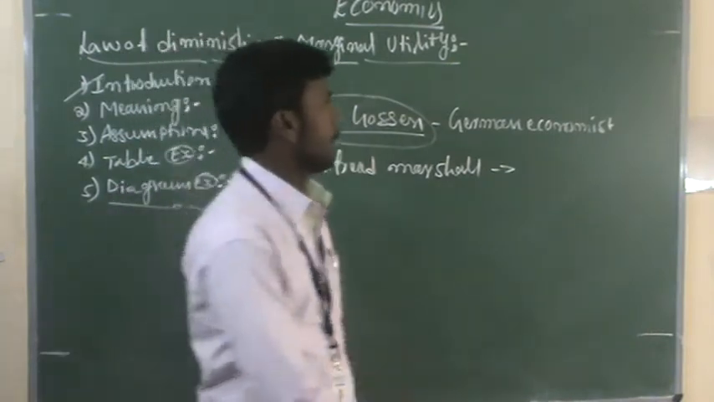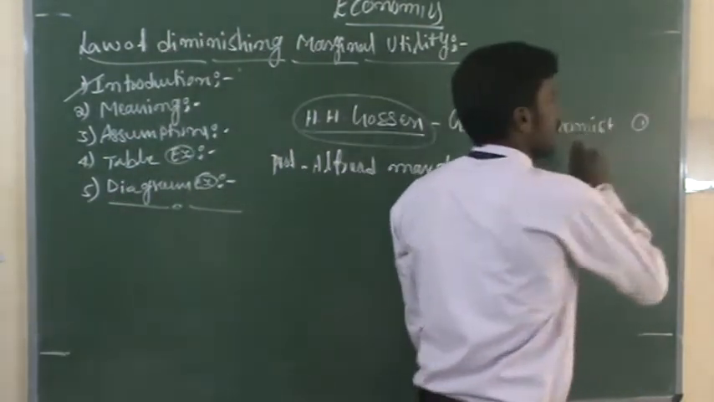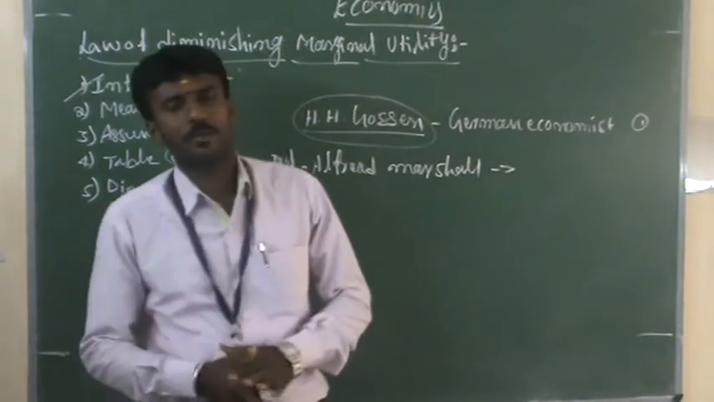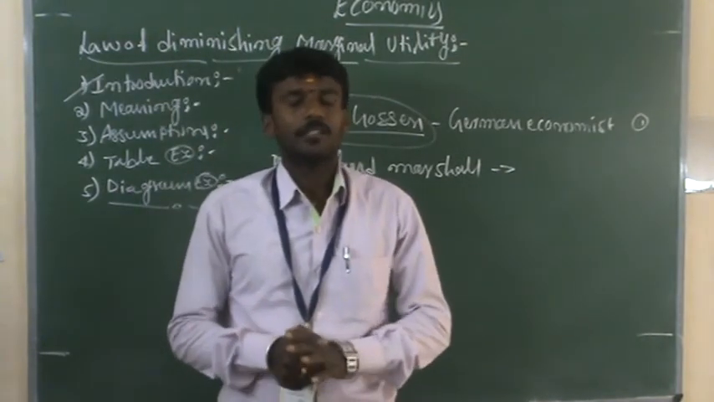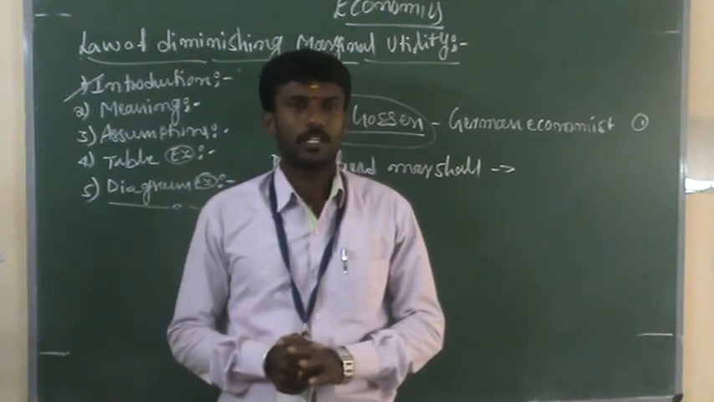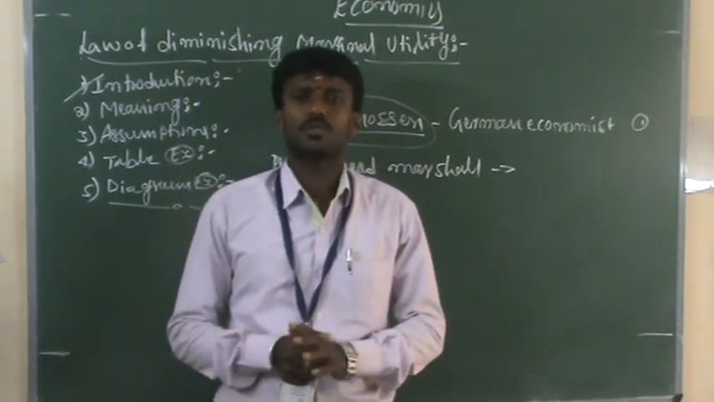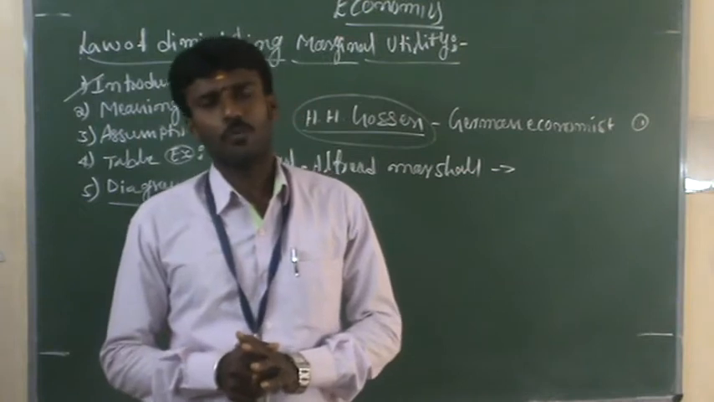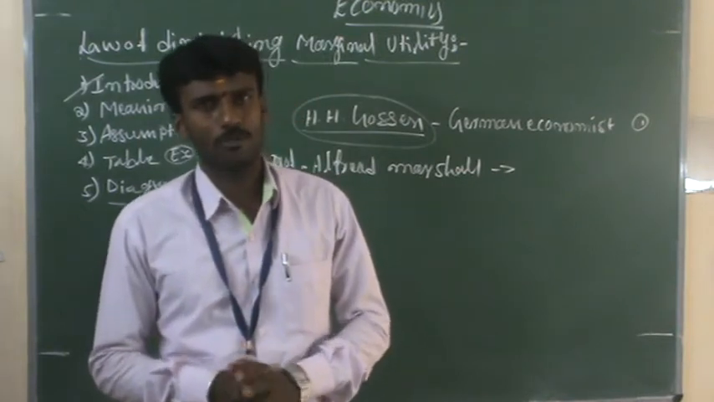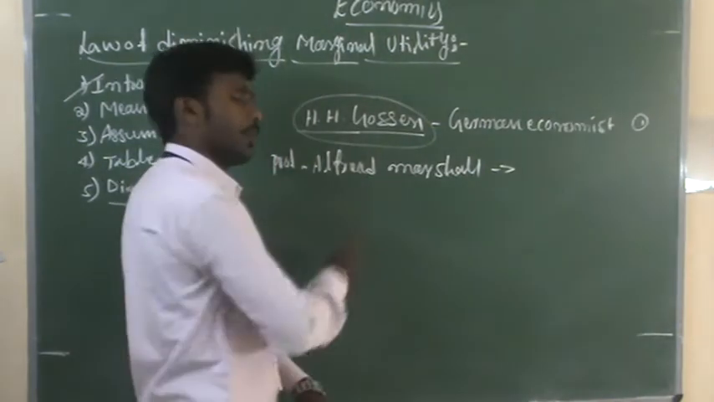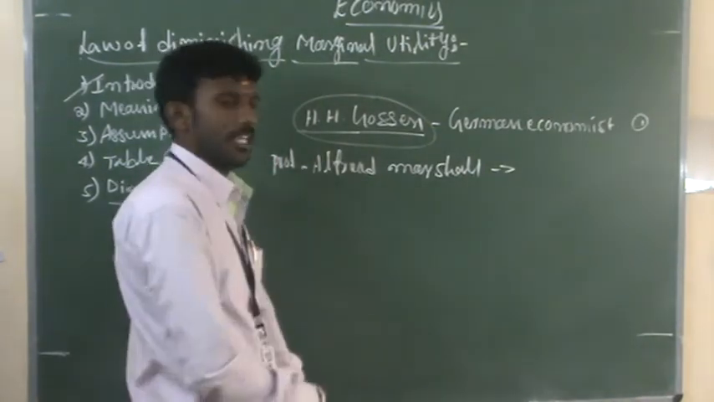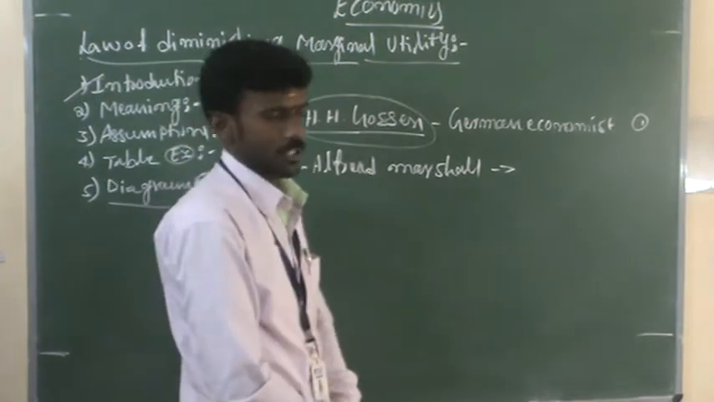See, here a one mark question will be asked from the examination point of view. Who first explained the law of diminishing marginal utility? ಇಳಿಮುಖ ಸೀಮಾಂತ ತುಷ್ಟಗುಣ ನಿಯಮವನ್ನ ಫಸ್ಟ್ ವಿಶ್ಲೇಷಣೆ ಮಾಡಿದ್ದು ಡೆವಲಪ್ ಮಾಡಿದ್ದು ಯಾರು ಅಂತ ಕೇಳಿದ್ರೆ ಬರೀಬೇಕಾಗುತ್ತೆ H.H. Gossen. Who is H.H. Gossen? H.H. Gossen was one of the German economists.